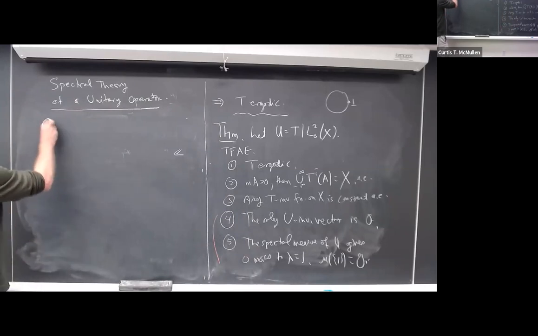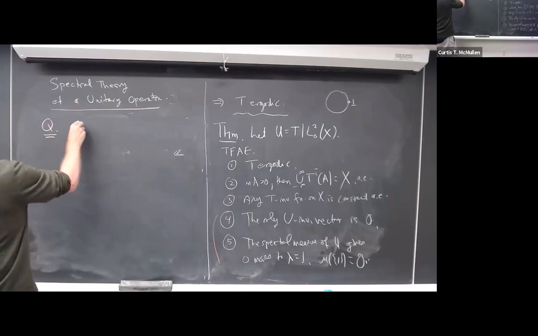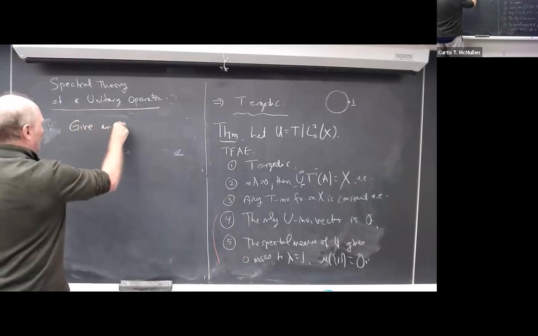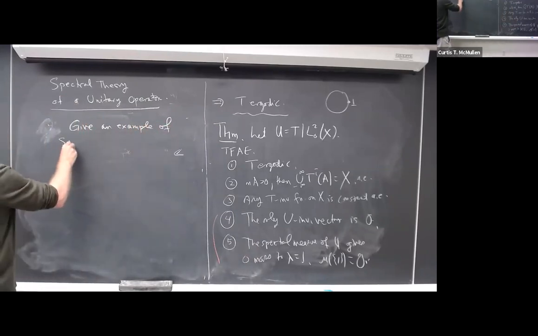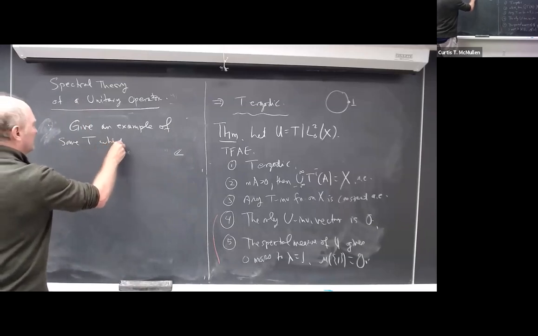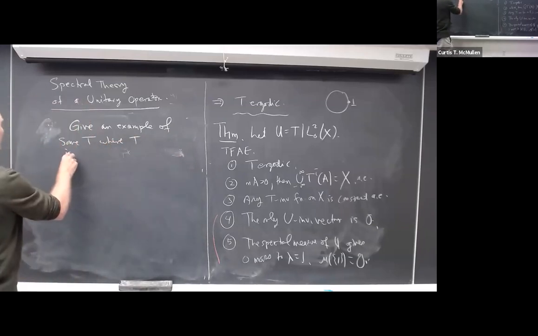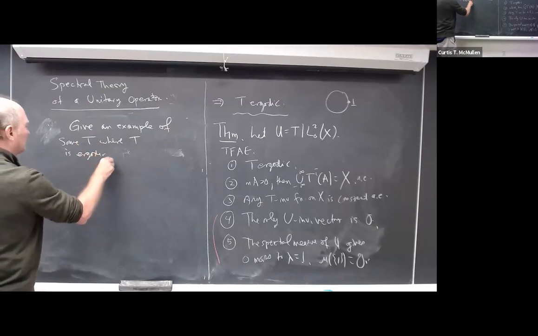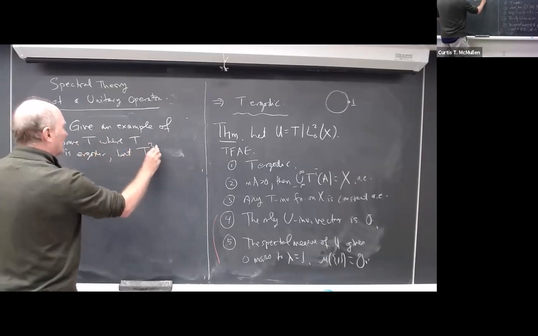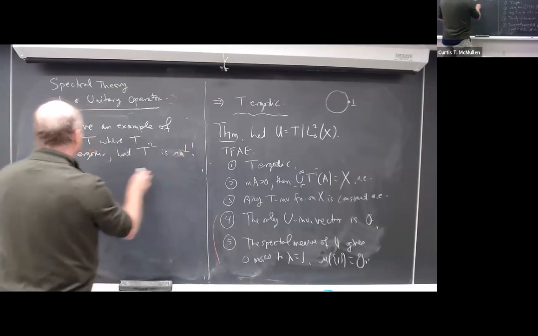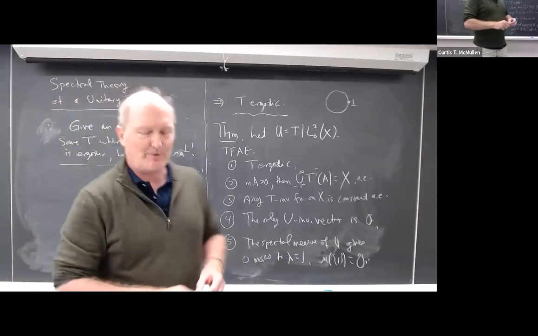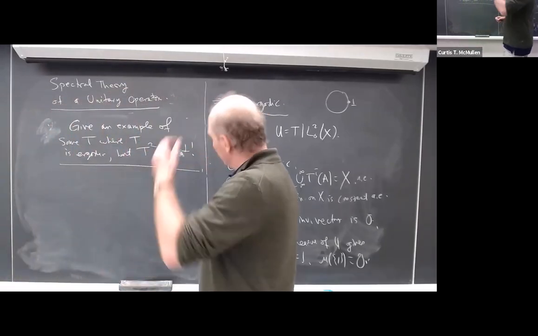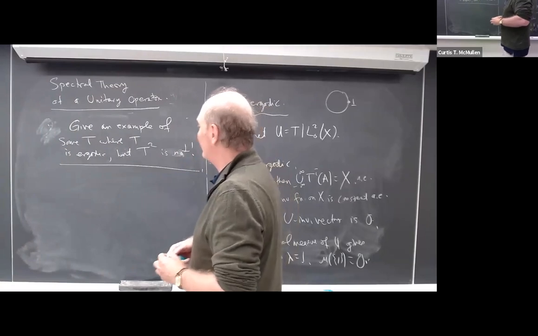And the problem is, give an example of some measure preserving T where T is ergodic, but T squared is not. In other words, show that ergodicity is not a very robust property. It's not invariant under replacing your transformation with one of its iterates.